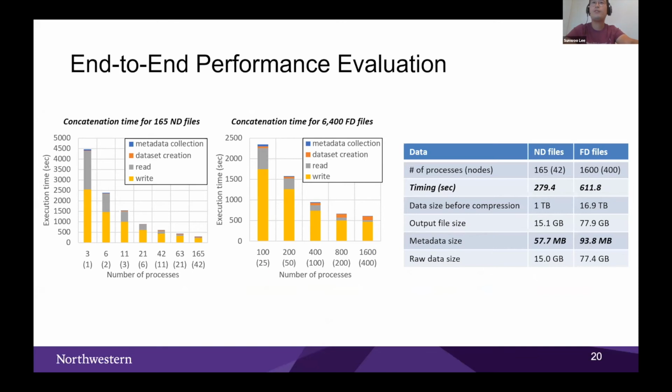So finally, the end-to-end performance evaluation. We could successfully scale up this data concatenation for HDF5 data analysis using up to 1,600 processes, 400 nodes on Quarry. And the entire data set was concatenated in the order of minutes.